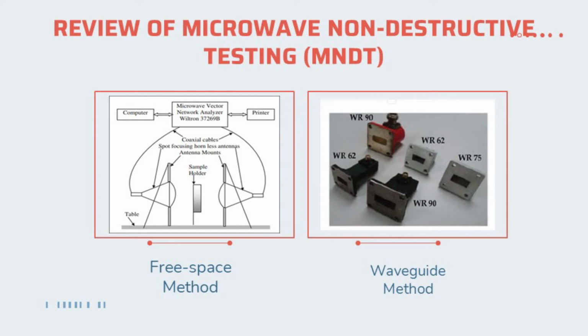There are two types of measurement techniques available at microwave frequencies, which are first, the free space method, and second, the waveguide method. The free space method, operating in the far field region, employs spot focusing horn lens antennas. The waveguide methods, operating in the near field region, employ open-ended coaxial lines, rectangular waveguides, microstrip lines, and cavity resonators as probes.